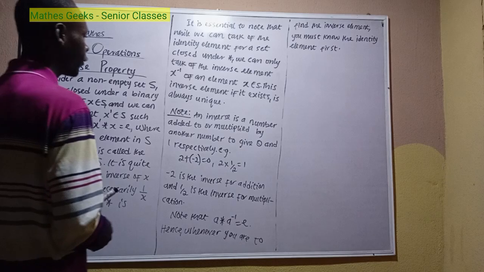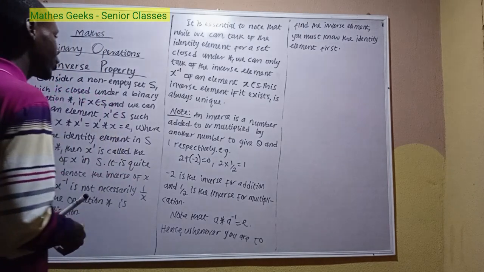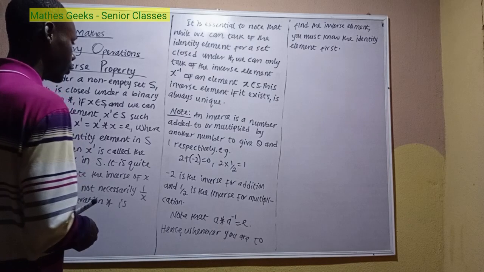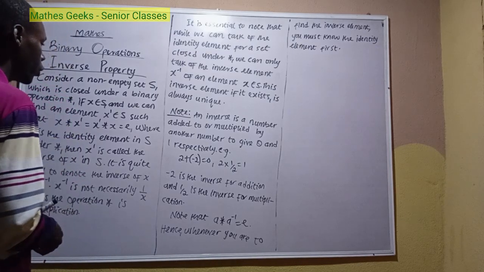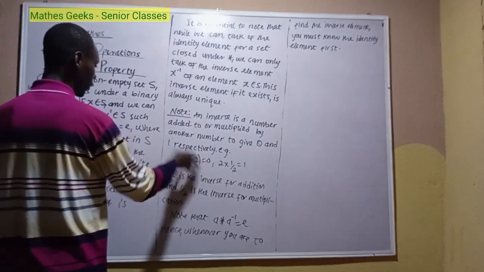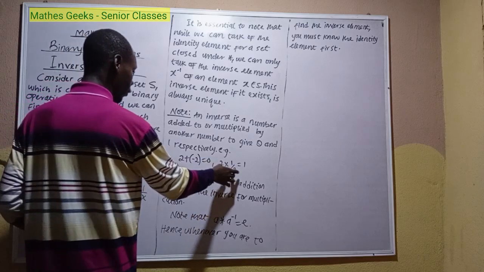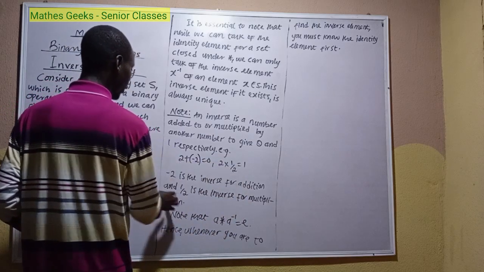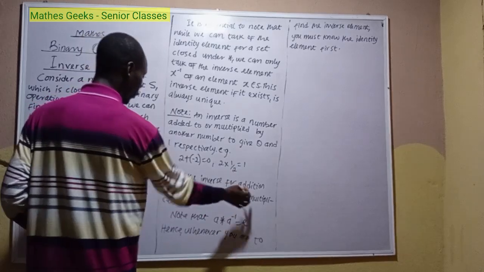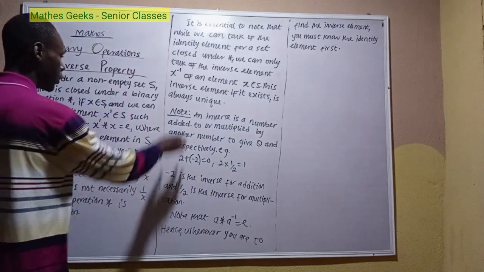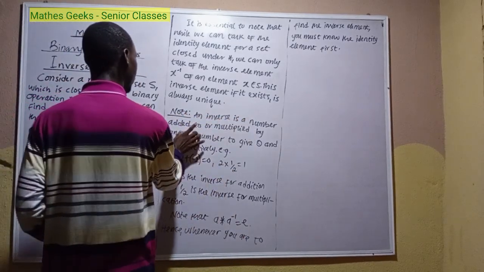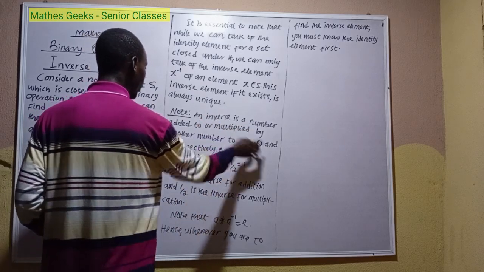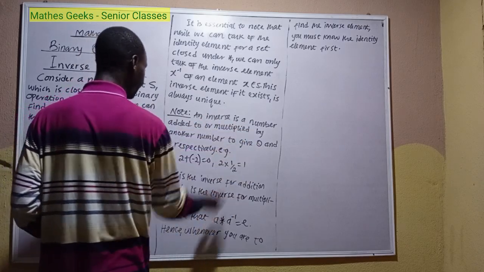Note, an inverse is a number added to or multiplied by another number to give 0 and 1 respectively, e.g. 2 plus minus 2 will give you 0, and 2 times 1 over 2 is equal to 1. So minus 2 is the inverse for addition, and 1 over 2 is the inverse for multiplication. So the rule is that an inverse is a number added to or multiplied by another number to give an identity. For addition, it should give 0. For multiplication, it should give 1.